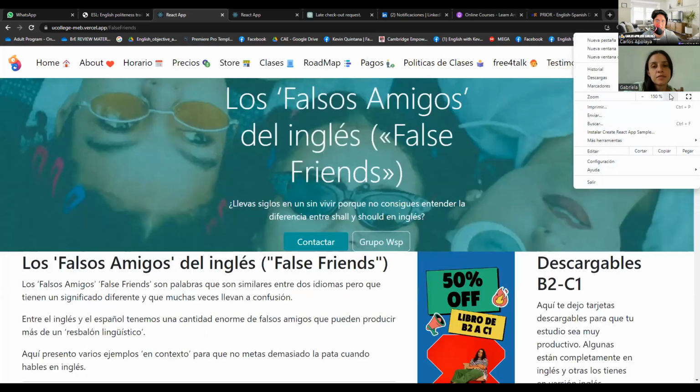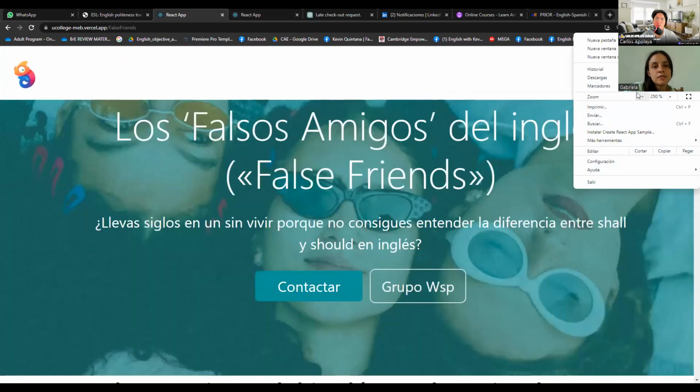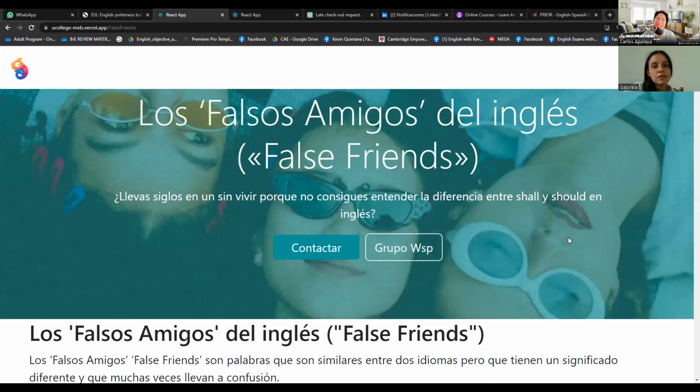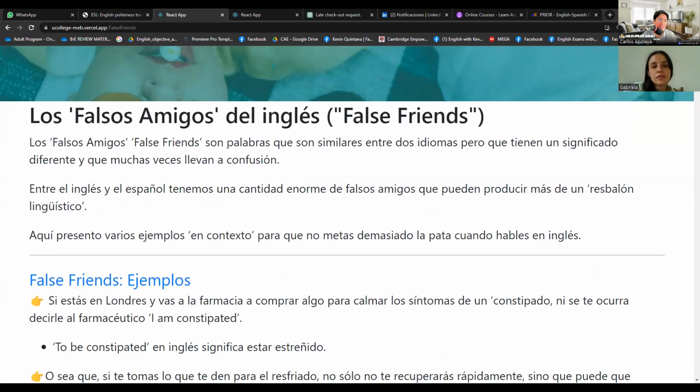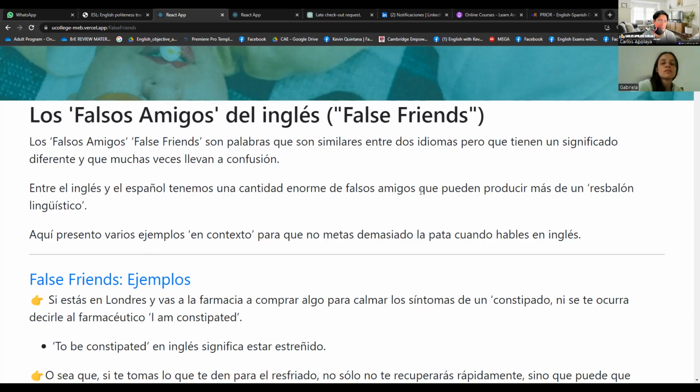Let's start with this grammar class. Los falsos amigos en inglés. Probablemente conozcas algunos, pero siempre hay algo nuevo. Dice que los falsos amigos o false friends son palabras que son similares entre los idiomas, en este caso el tuyo que es el español y el inglés. Aquí voy a presentarte varios ejemplos en contexto para que no metas demasiado la pata cuando hables en inglés.